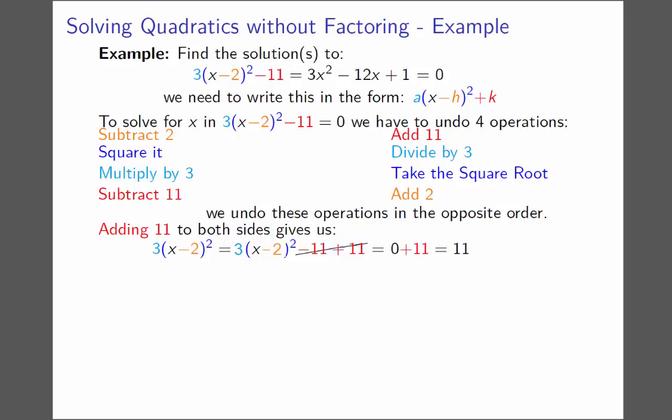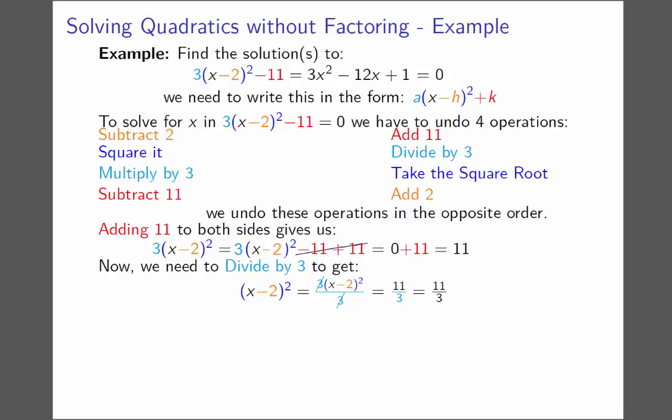The next step to solving this equation is to divide by 3. Doing this gives 3 times x minus 2 squared divided by 3 equals 11 divided by 3. Here we can't reduce this, so we'll just leave it as 11 divided by 3. But on the left, 3 divided by 3 is 1, so we have x minus 2 squared.